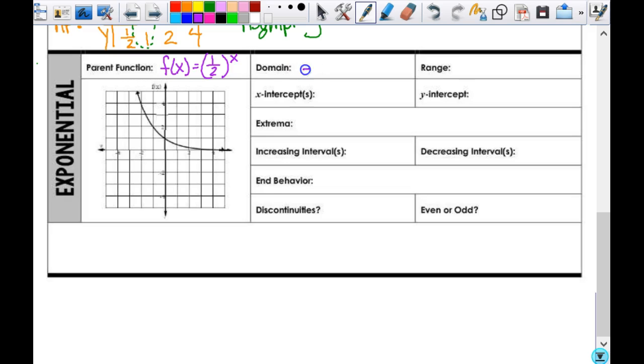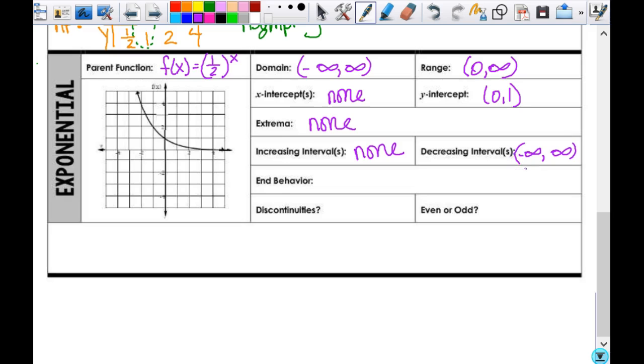So our domain, -infinity to infinity. Range, 0 to infinity. Do I include 0? No, I do not. X-intercepts? None. Y-intercepts? 0, 1. Same thing, right? Because anything to the 0 power is 1. Are there any extrema or critical points? Nope, none. Is it increasing anywhere? Nope, that's why it's called decay, right? And it's decreasing from -infinity to infinity.